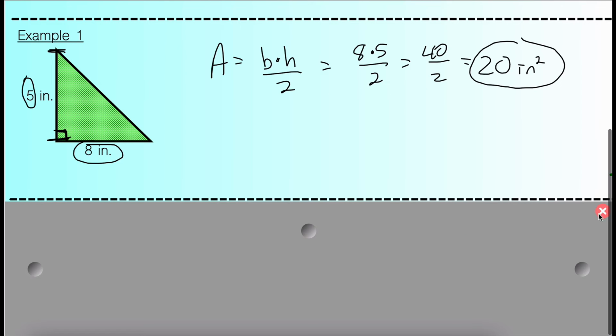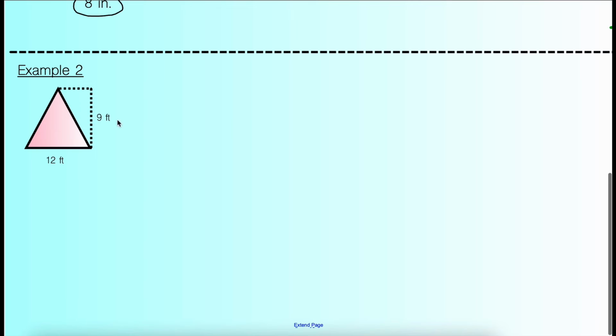Let's give you a shot on one. We've got this red-looking triangle. We've got some measures defined in there. 3 questions for you. What's the base? What's the height? And overall, what is the area of this figure?